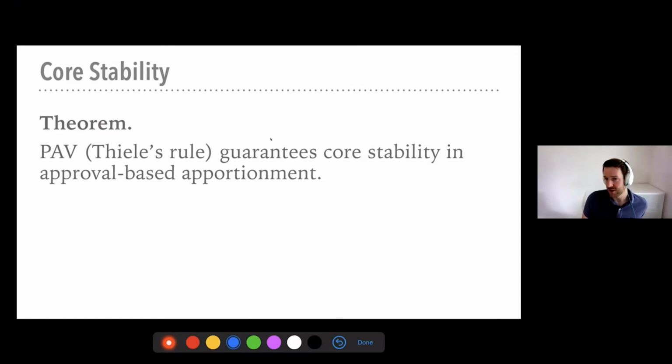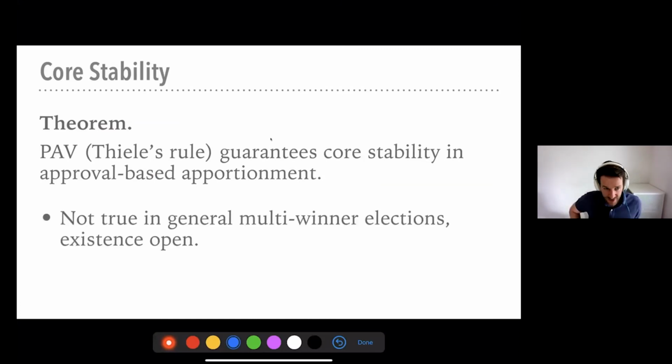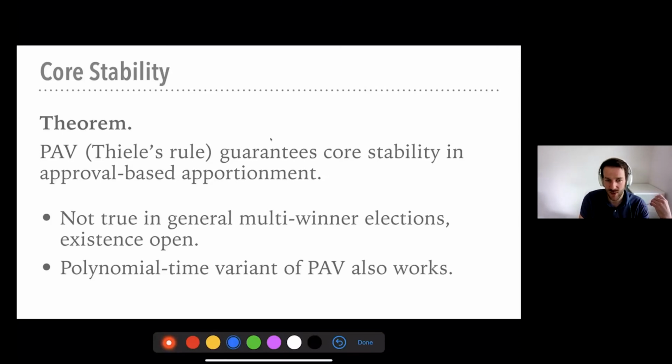This is not known for the general setting of multi-winner elections. In particular, it is known that PAV does not always choose from the core, and it is not known whether the core always exists, or it could be empty sometimes. Okay, that's an open question. For the computer scientists among us who might be worried about computational complexity, proportional approval voting is intractable, not efficiently computable. However, we also showed that there's a polynomial time variant of PAV that also chooses core stable outcomes. So a core stable outcome always exists and can be found in polynomial time.